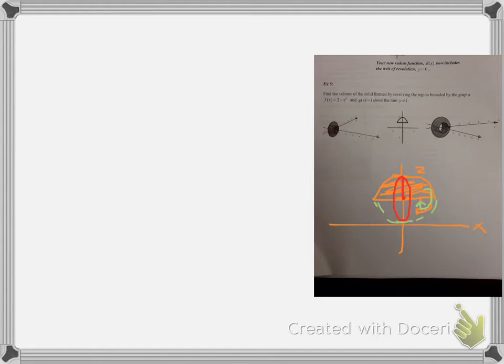So the radius function is the curve itself, 2 minus x squared, minus that line. Because if you think about it, if it was just the curve, then you'd have this distance from here down to the x-axis. Well, that's not the radius. That would actually more serve as the diameter of the cylinder. So we have to take away the line y equals 1.